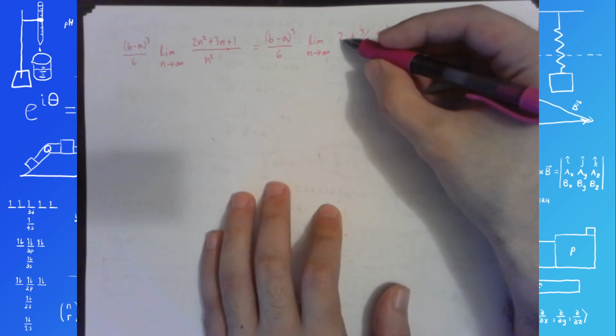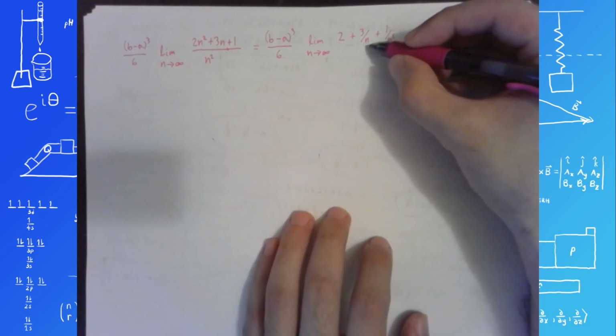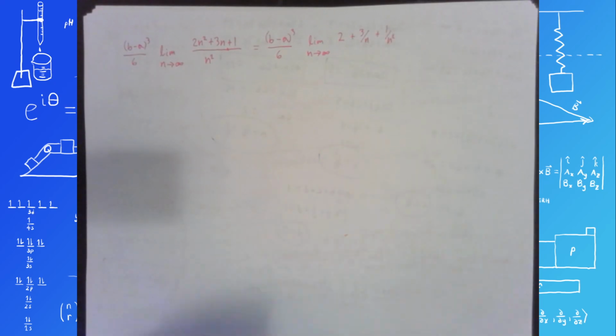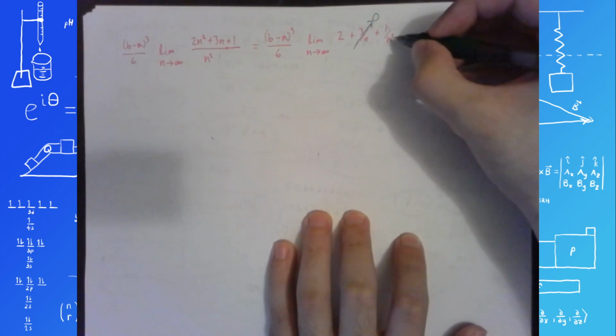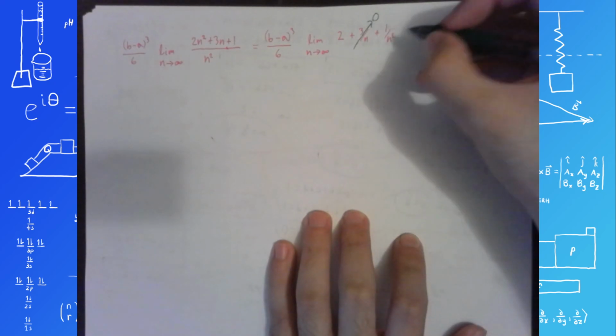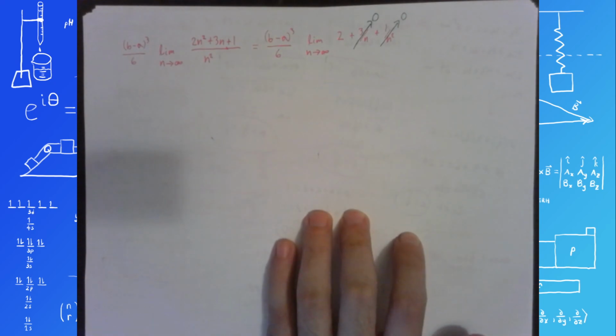The limit of a constant is just that constant, so that's 2. 3 over n as n approaches infinity approaches 0. Let me mark that with a different color. So this goes to 0. And 1 over n squared as n goes to infinity also goes to 0. So you're just left with a 2.